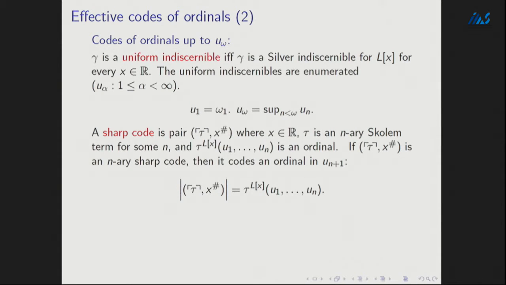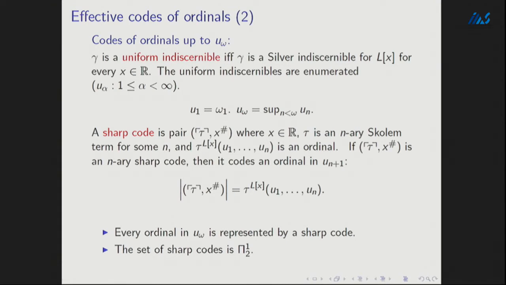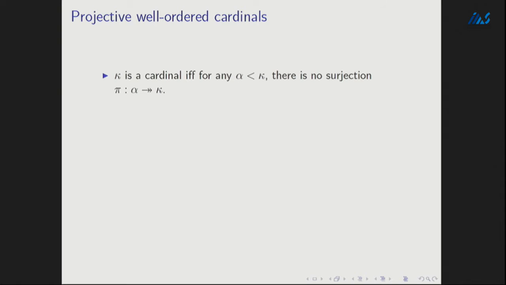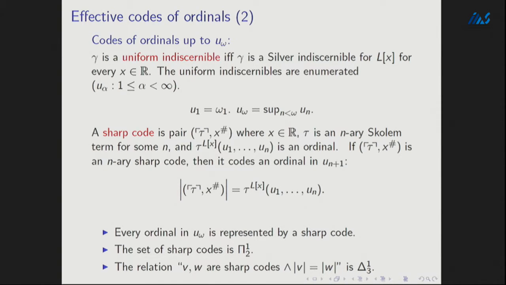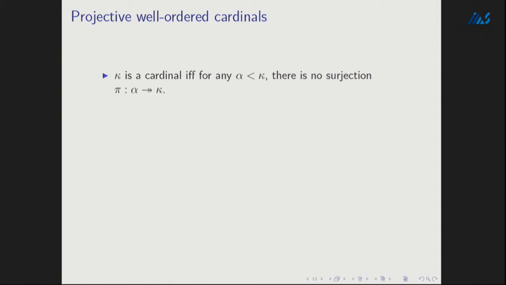So we can show that every ordinal below U omega has a code. And the set of sharp codes is pi12 because to say it's X sharp is pi12. And to identify whether two sharp codes are equal, or to compare if one is smaller than the other, is delta 1,3. And this is also the optimal complexity. And well, just now the first omega plus 1 many uniform indiscernibles are in our attention, and the descriptive set theoretic approach of viewing those indiscernibles is the projective well-ordered cardinalities.